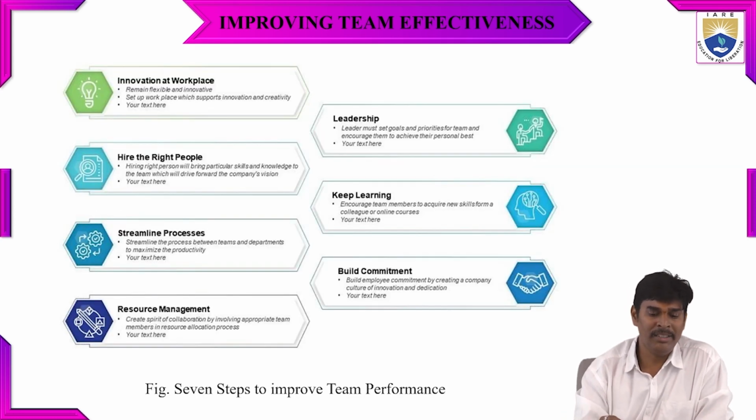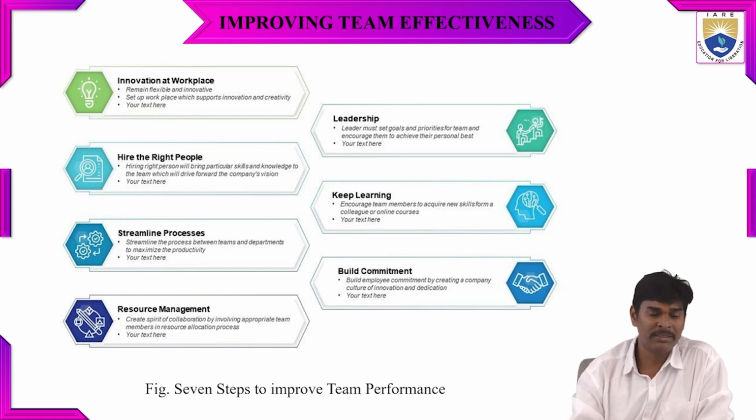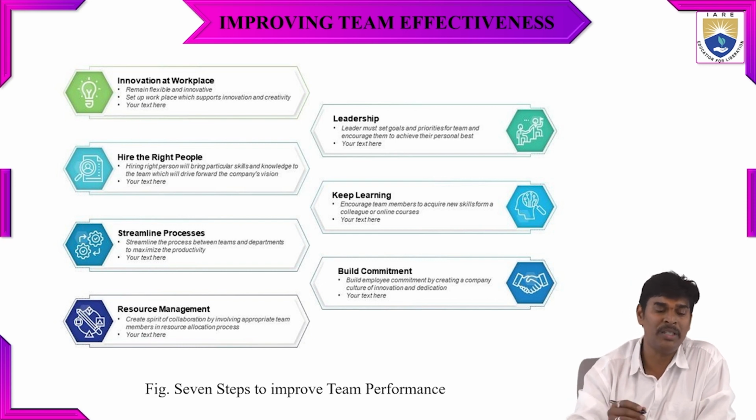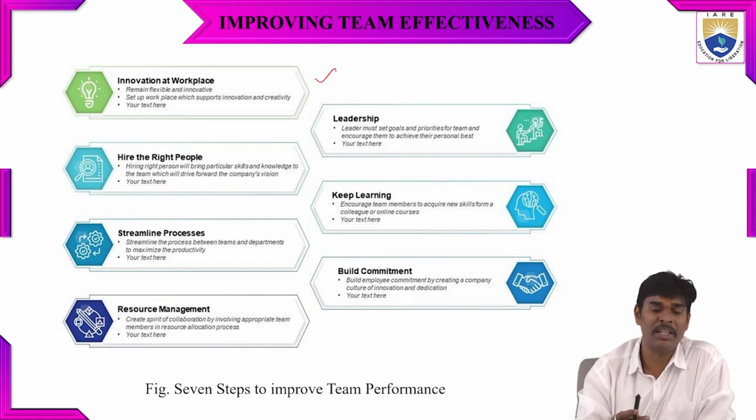Okay, and here we have another way to improve: these 7 steps to improve. The first one is innovation at workplace. We need to encourage the employees to do the work innovatively, or to give novelty to the work. So we need to be flexible and innovative. The team members have to innovate products in a workplace which supports innovation and creativity. This will be very helpful when you are encouraging innovations in the organization.